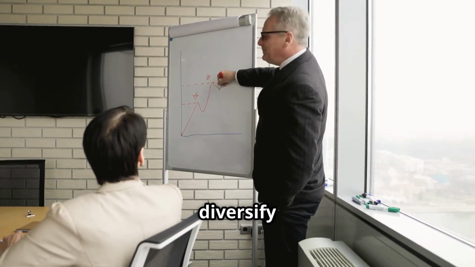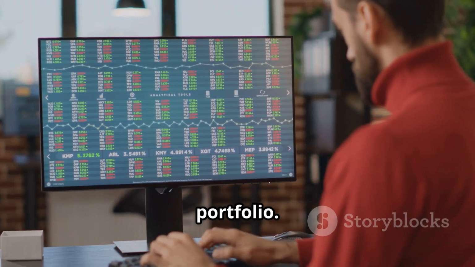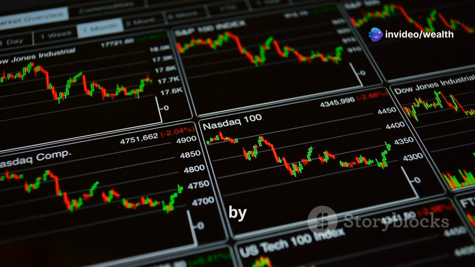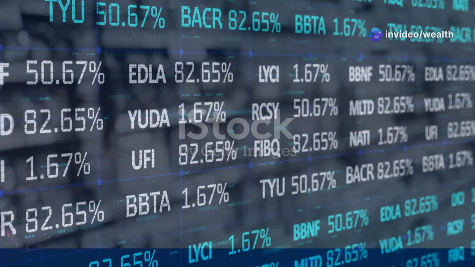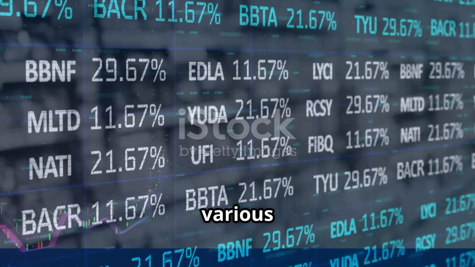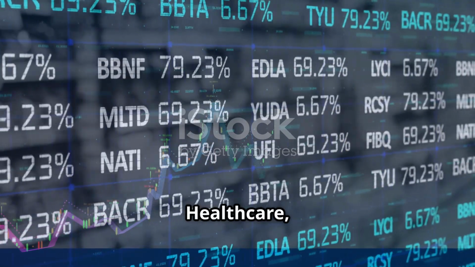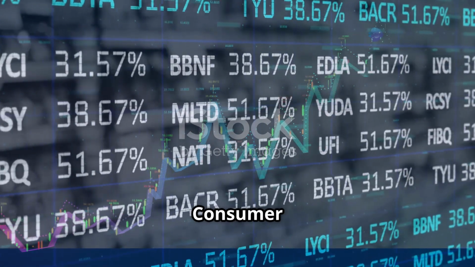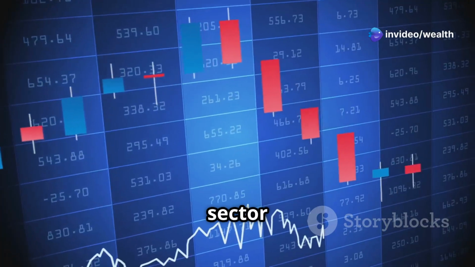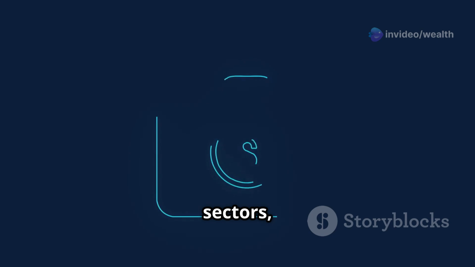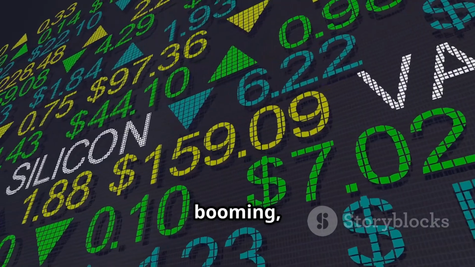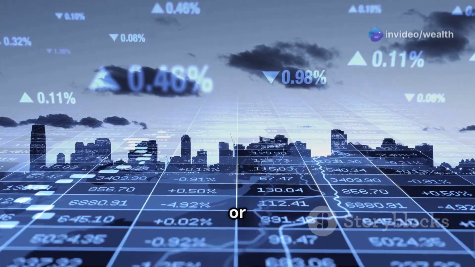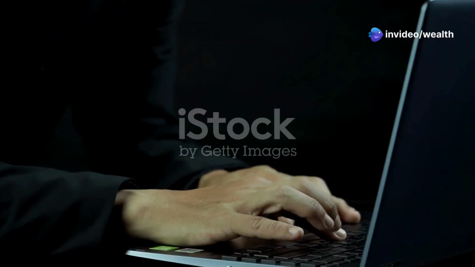Next, we're going to talk about how to diversify within the stock portion of your portfolio. One of the most important ways to do this is by investing in different sectors and industries. The stock market is made up of various sectors like technology, healthcare, financials, energy, consumer goods, and utilities. Each sector reacts differently to economic conditions, so when you spread your investments across sectors, you can help smooth out the volatility. For example, when the technology sector is booming, the utility sector might be more stable or provide consistent dividends.